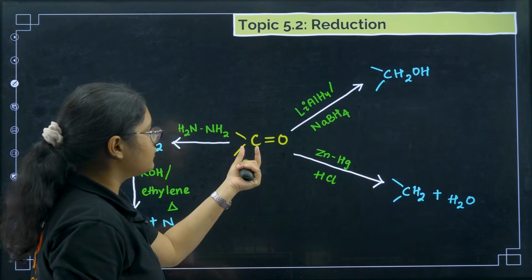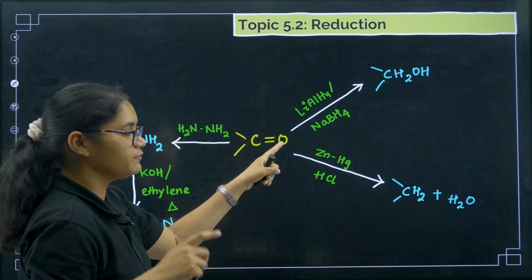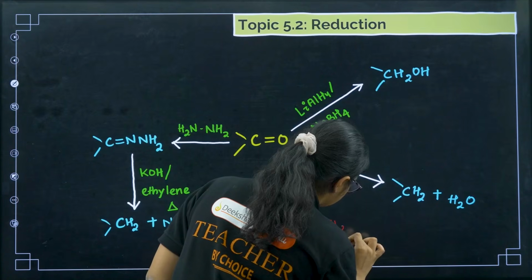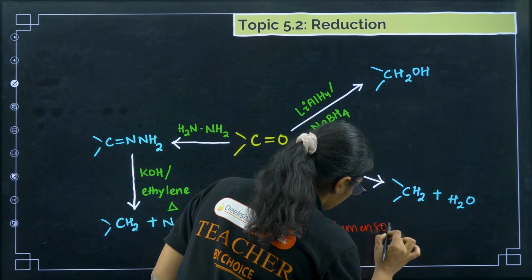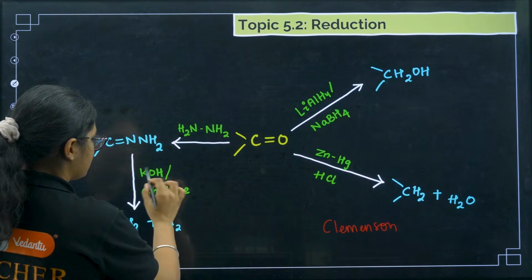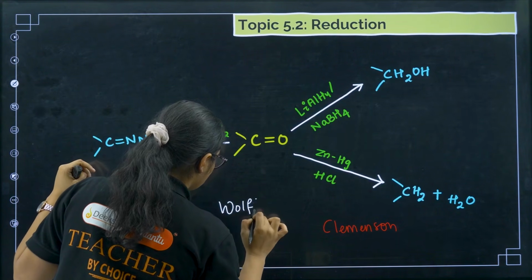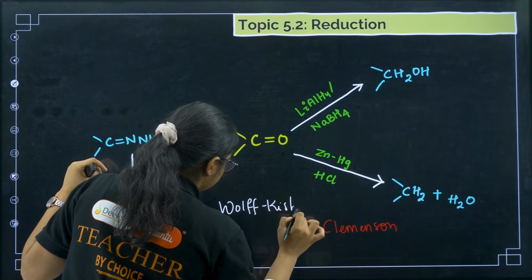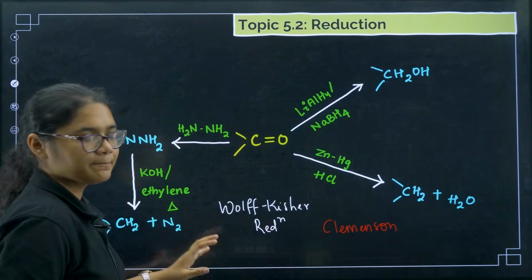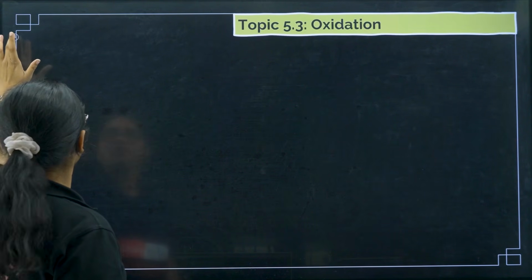If you want to reduce it to hydrocarbons, meaning you want to replace this oxygen with two hydrogens, then you can use zinc amalgam. This is your Clemmensen reduction. You can also use NH2NH2, KOH and then ethylene glycol. This whole reaction is called Wolff-Kishner reduction. Okay, that's clear. Now coming to the next one, oxidation.